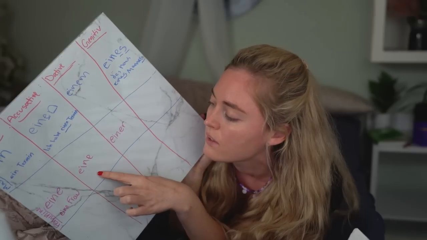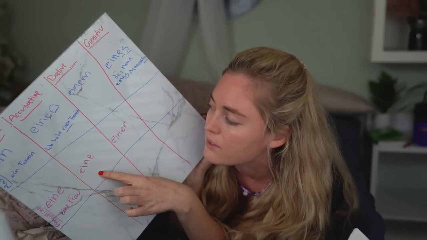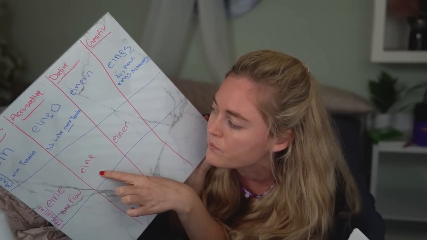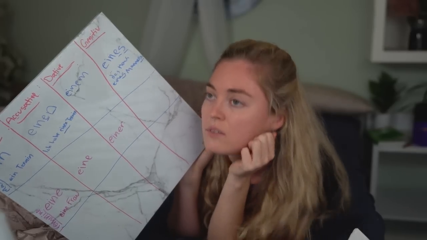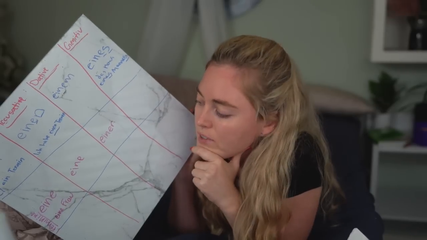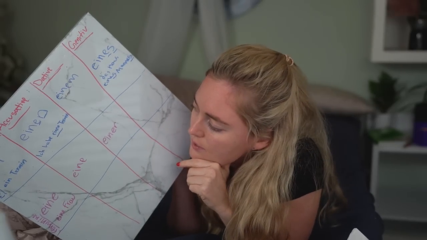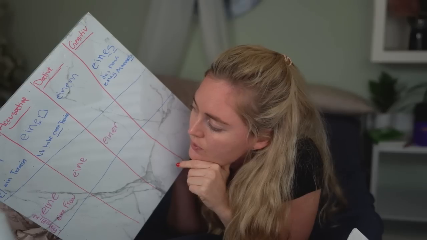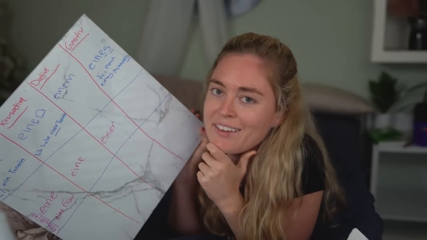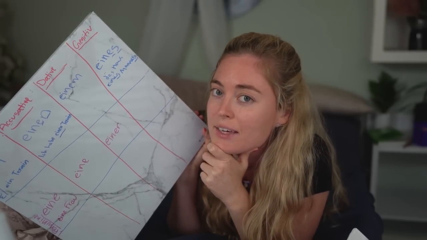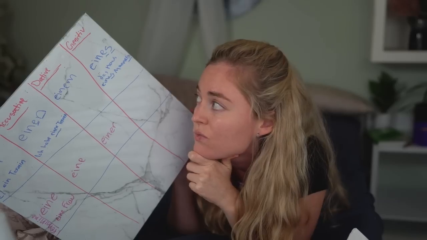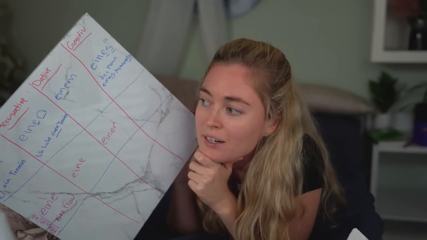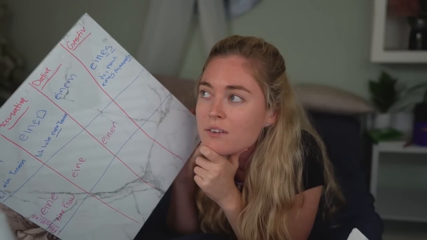So, eine Frau. So, let's see an example. Eine Frau. Like, I think geben is always easy. So, ich gebe, I give. Ich gebe einer Frau. I don't know.